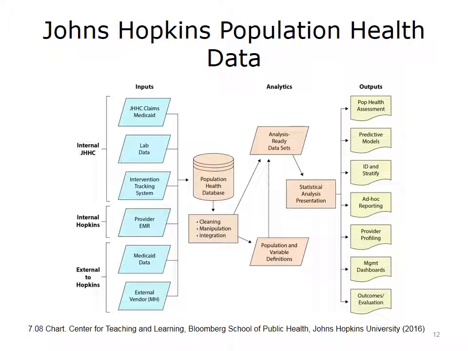Johns Hopkins Healthcare gets population data internally from claims from, for example, their Medicaid population, and they get their laboratory data. Johns Hopkins Healthcare has their intervention tracking systems, so their population health interventionists are recording and measuring data internal to Johns Hopkins, and they have the EMRs from providers. And then they get Medicare data externally from the Centers for Medicare and Medicaid Services. They also have external vendor data, such as from mental health providers. All of these data are put into their population health database.